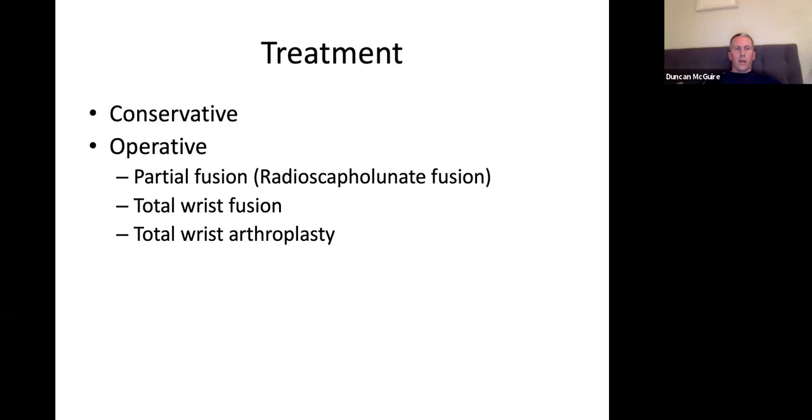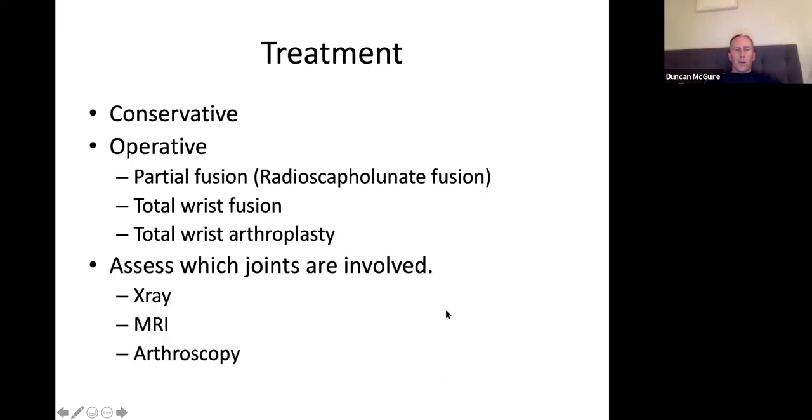And your options here, again, probably your first choice would be a motion-preserving procedure. And in this case, the midcarpal joint is generally not involved. So it's really the radiocarpal joint, being the radioscaphoid and the radiolunate joints, that would be arthritic. So that can be solved with a radioscapholunate fusion. If that's not an option, then we look at either total wrist fusion or total wrist arthroplasty. The PRC and the midcarpal fusion aren't options here because the lunate fossa is arthritic, so neither of them will work.